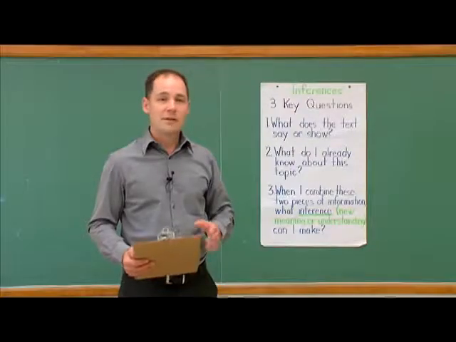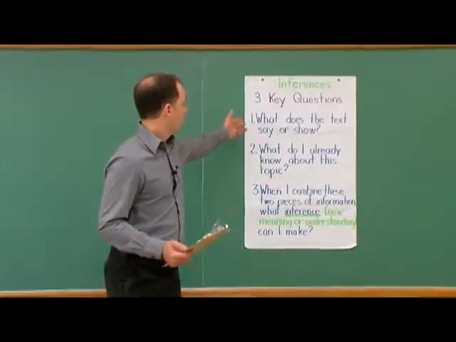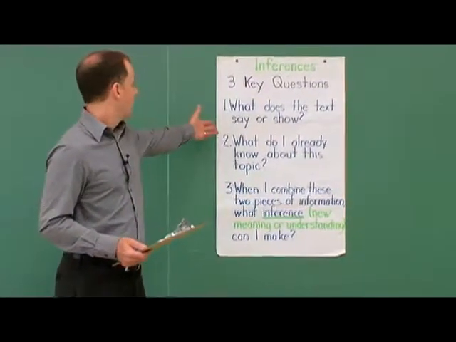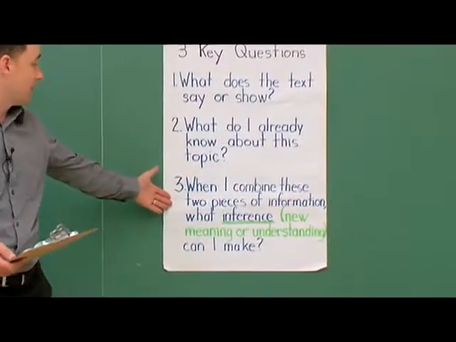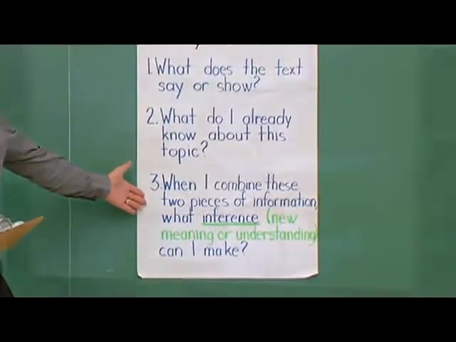I'm going to use this strategy of inferencing because I have a text, this photograph, to give me information, so I don't have to rely on my previous knowledge alone. I'll inference by asking myself these three questions. What does the text say or show? What do I already know about this topic? And when I combine these two pieces of information, what inference or new meaning can I make?